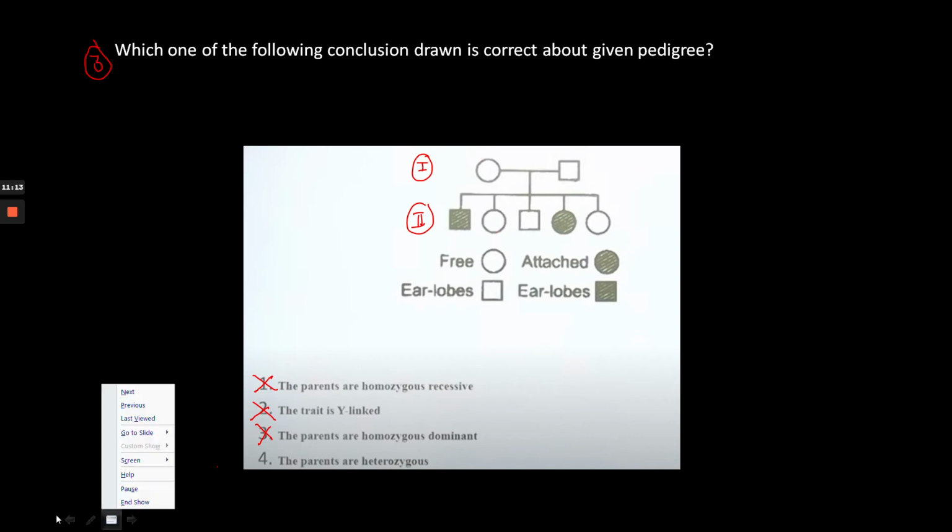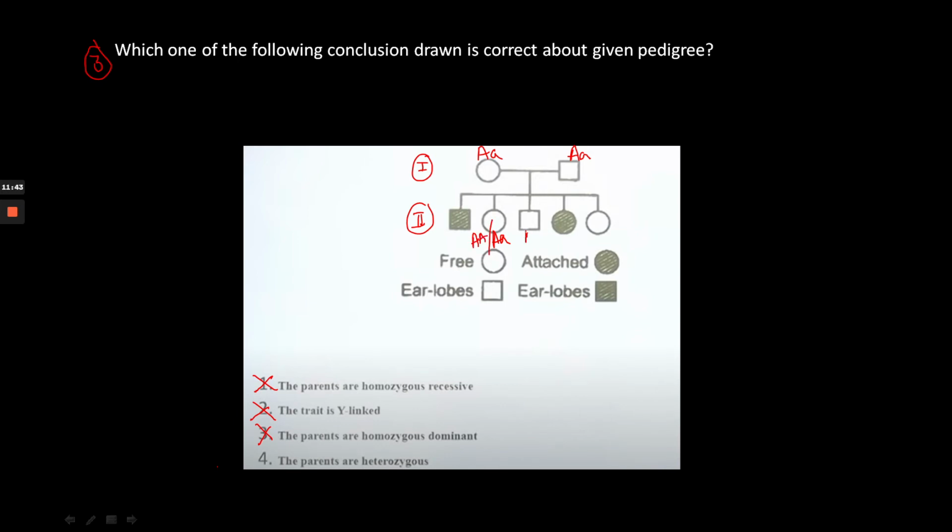Okay, so let us talk about the fourth statement now. The fourth statement is saying that the parents are heterozygous. Let us see whether it is correct or incorrect. If the parents are heterozygous, the condition will be like this. And in these children, since the heterozygous condition is showing the unaffected phenotype, these unaffected ones can be either this or this genotype as well.